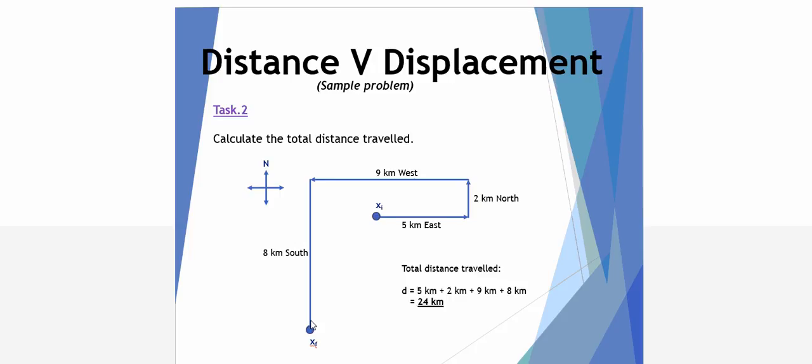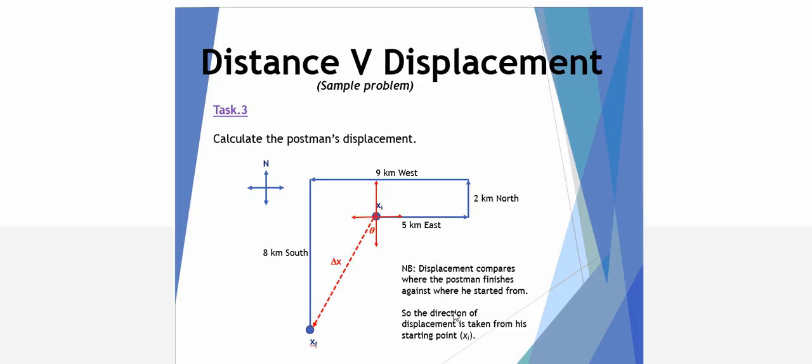So to work out task 2, the total distance travelled, you simply add the 5 kilometres plus the 2 plus the 9 plus the 8, which gives you a total distance travelled of 24 kilometres. Distance travelled is quite a simple calculation. Now finally we're asked to calculate the postman's displacement.